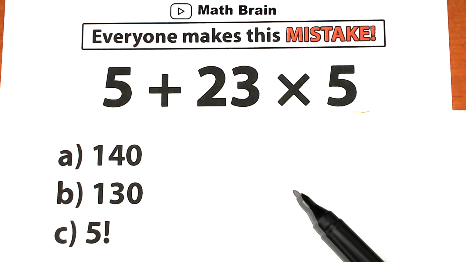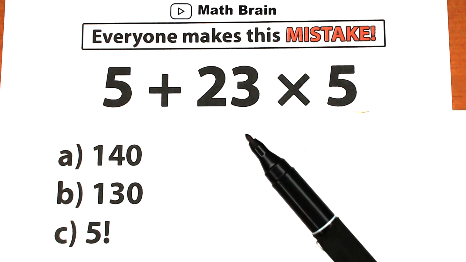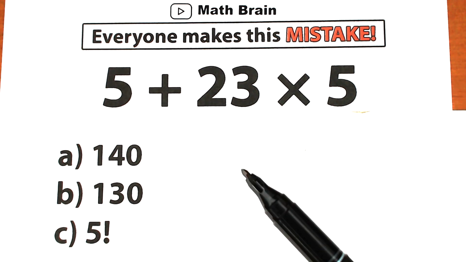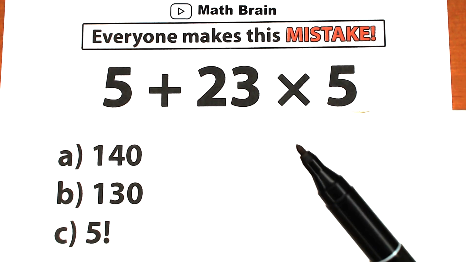Today we have a very tricky challenge. We have 5 plus 23 times 5. As you can see, everyone makes this common mistake.